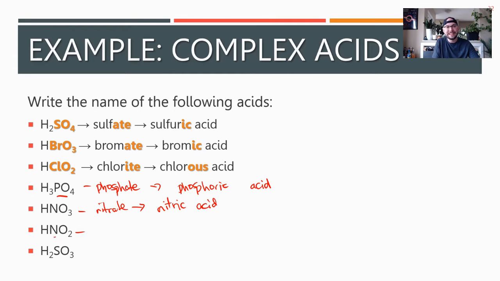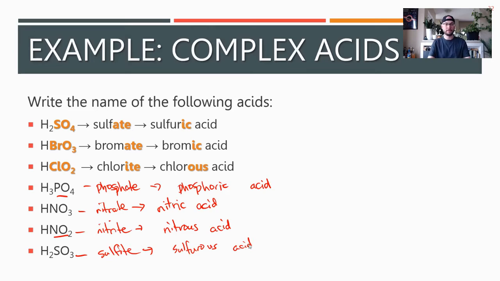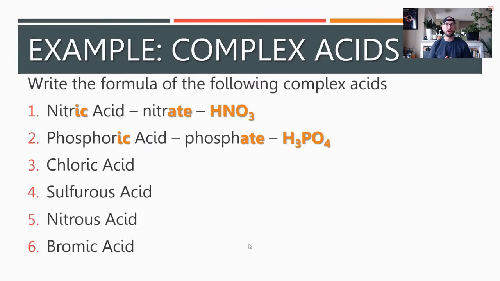Then we've got this NO2, which is the nitrite ion, which becomes nitrous acid. And then HSO3, that's the sulfite. So this is sulfurous acid. Okay. We're going to write the formula of these, and then we're done the review part of this.